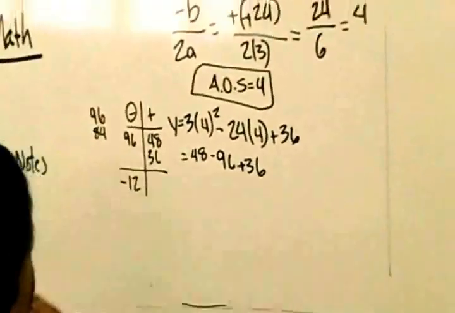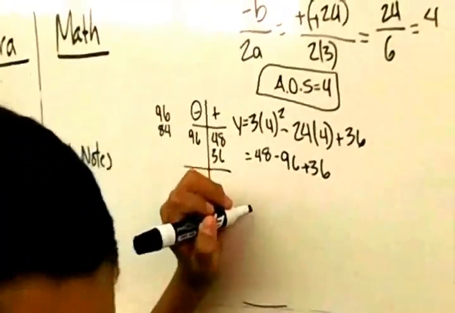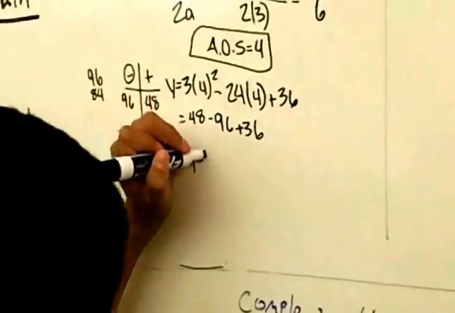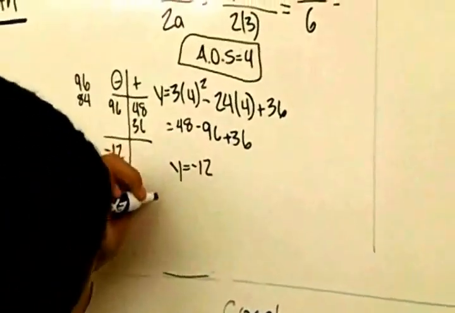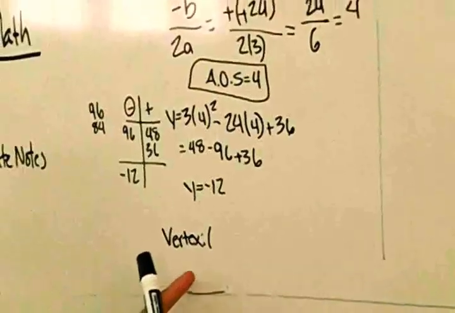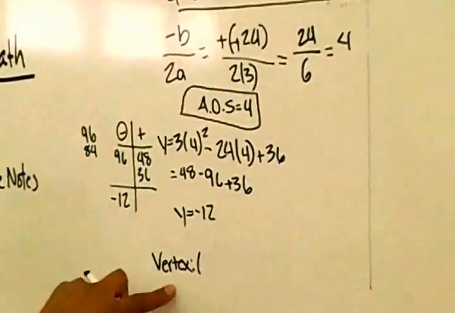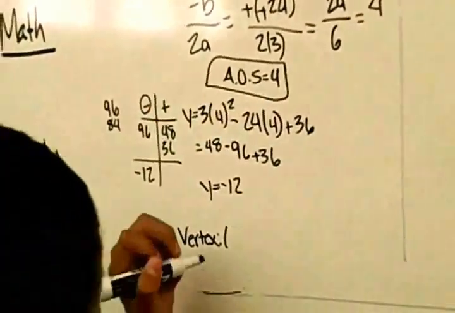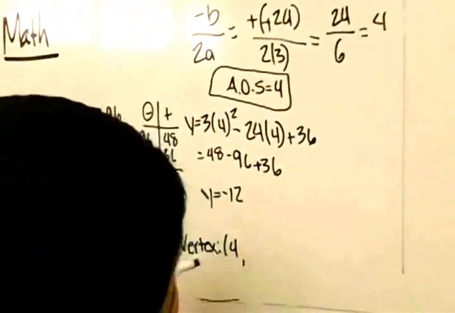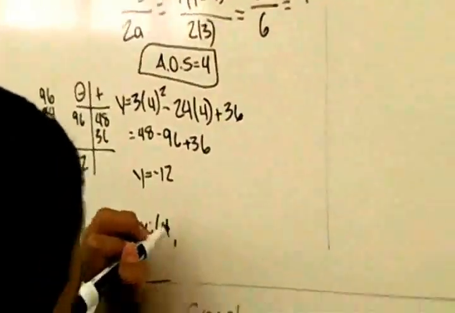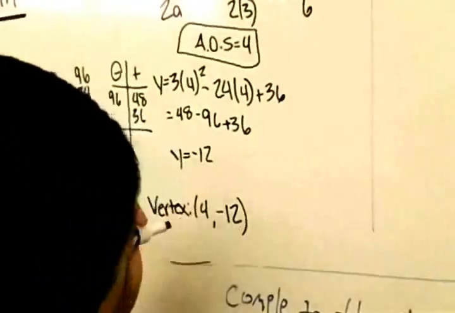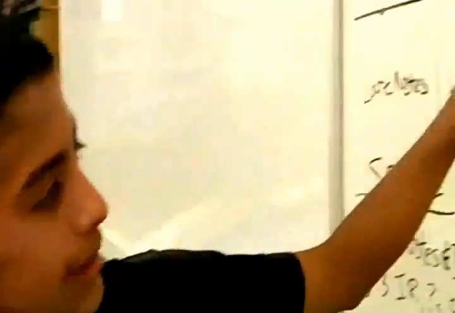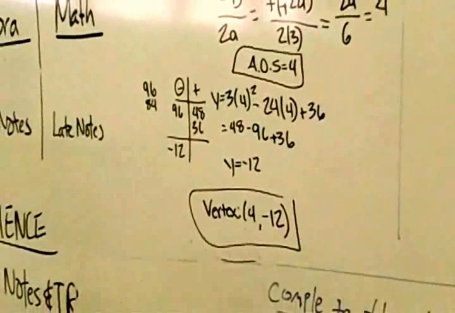So it's negative 12. So then our vertex is, since our y is negative 12, the vertex has to be in the ordered pair, in parentheses. Our x is 4 from our AOS, and then negative 12 is our y. So our vertex is 4 and negative 12. So our AOS is 4, and our vertex is 4 and negative 12.